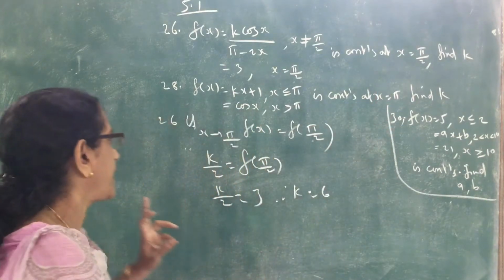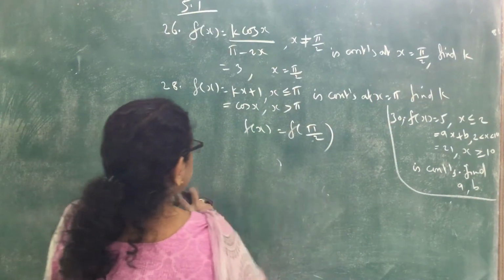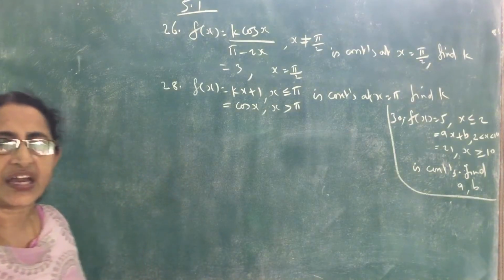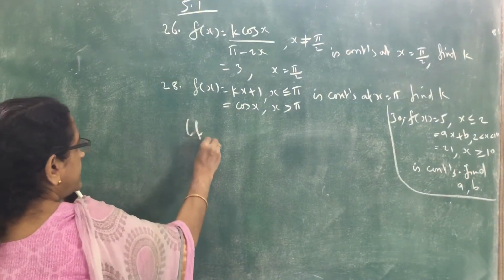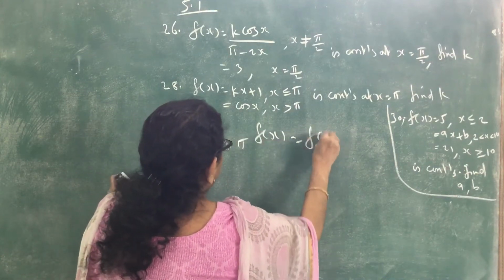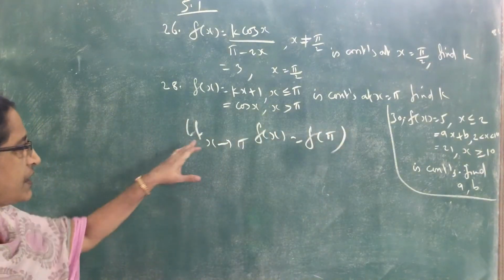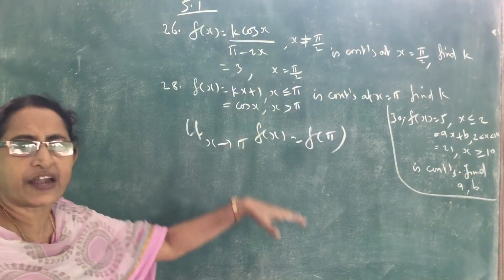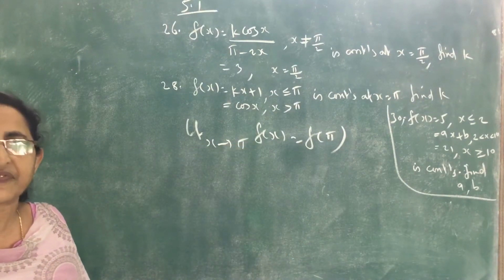We have to find the k. Here the function is continuous at x equal to pi. Therefore, by definition, limit x tends to pi f of x equals f of pi. When we find limit x tends to pi f of x, we have to find whether we need left and right limits.